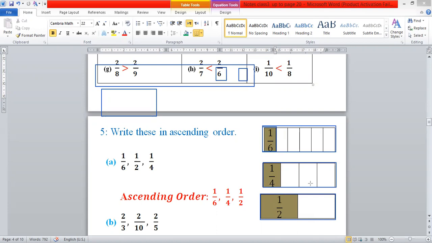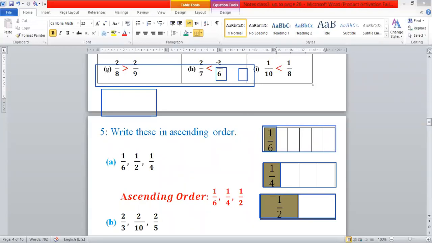And if I divide the same rectangle into 4 equal parts, each part is called 1 over 4. And now I again divide the same rectangle into 2 equal parts. So each part is called 1 over 2. Now look at these three colored portions. 1 over 6 is smaller than 1 over 4. 1 over 4, this colored portion, is smaller than 1 over 2.